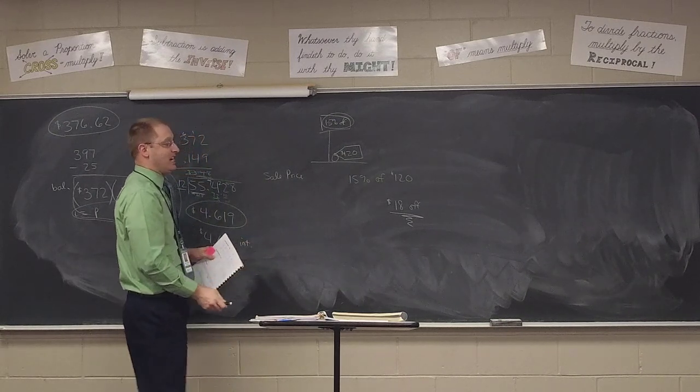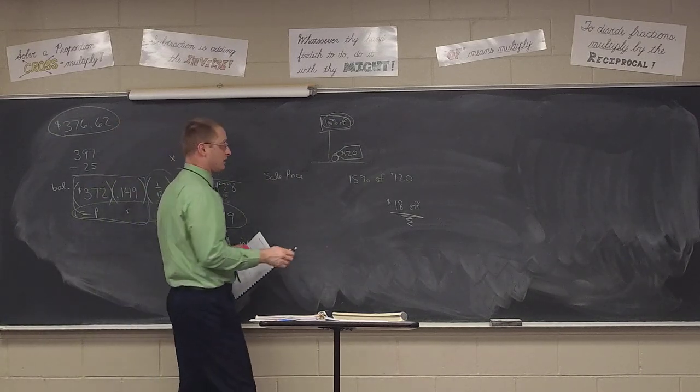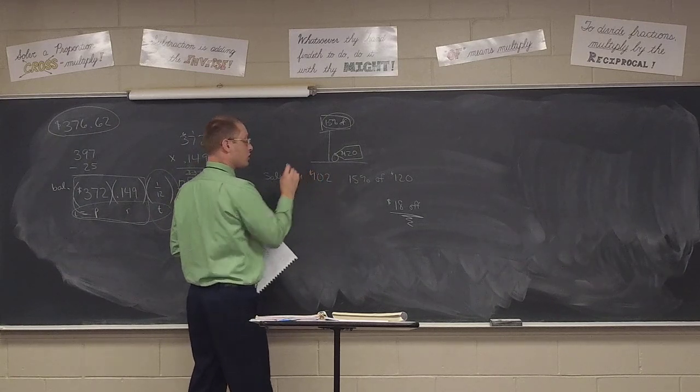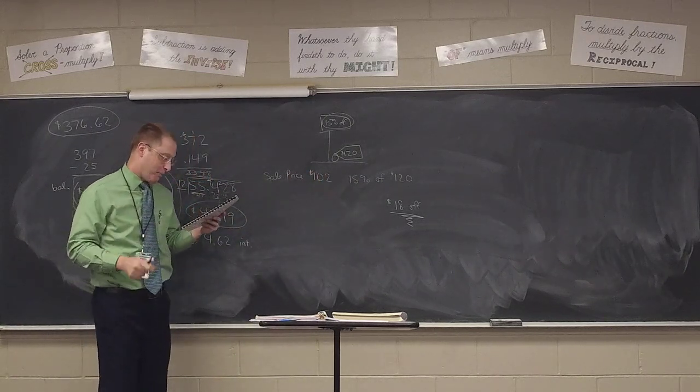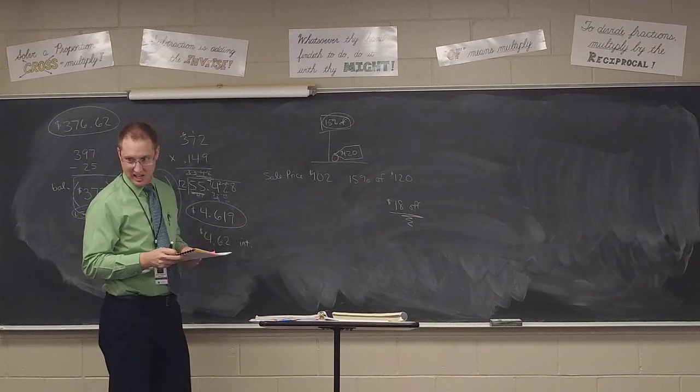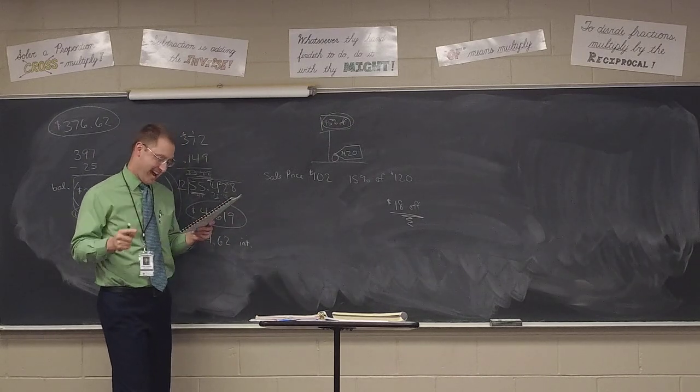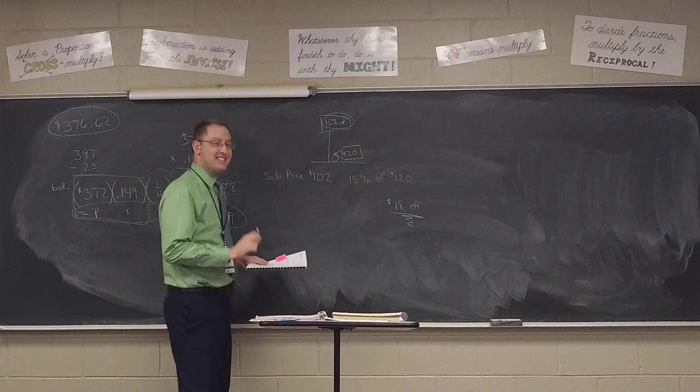She doesn't pay 18. 18 is her savings. She pays 102. But then Uncle Sam wants his unfair share, doesn't he? What does Uncle Sam want? Tax. And there's also an 8% sales tax.